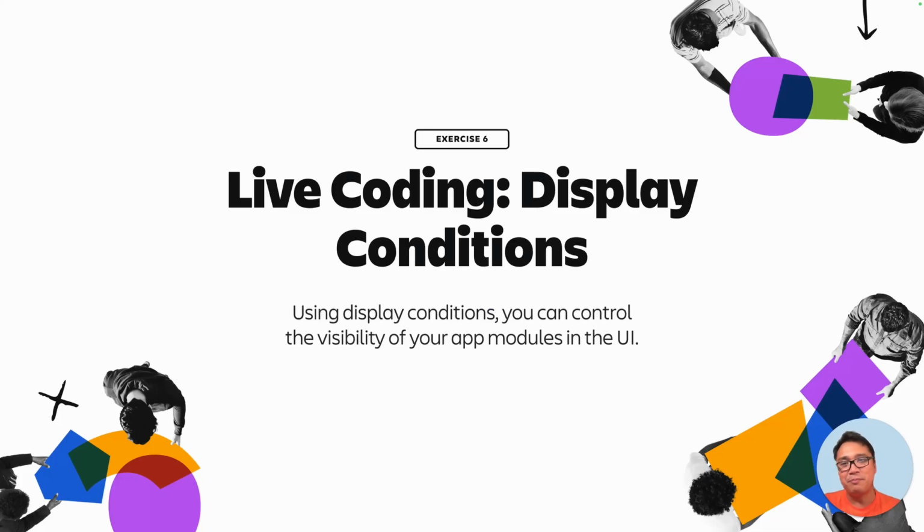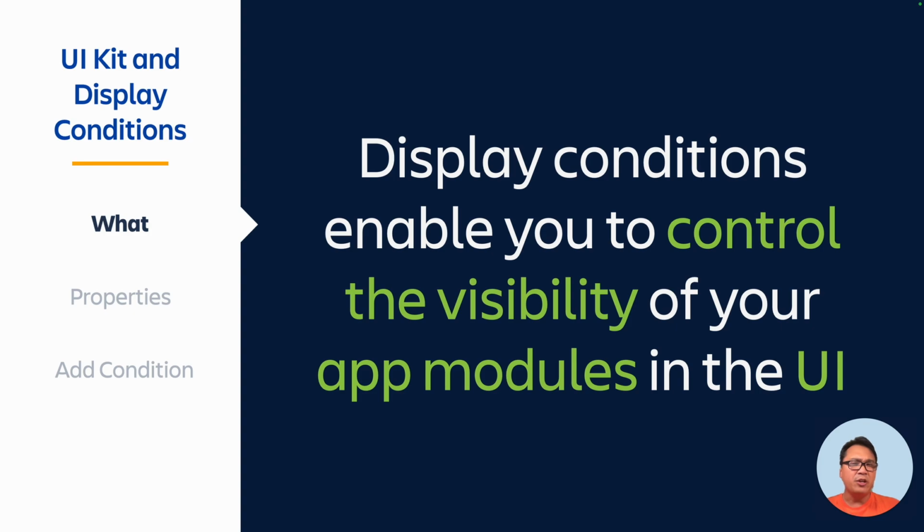When building a Forge app, there might be times where, depending on certain conditions, you might want to show or hide a UI module. For example, in Jira, you might only want to display a set of information depending on the issue type, or even depending on the role or permissions of the user. In this section and exercise, we're going to learn about something called display conditions. So depending on your app's use case and scenarios, you might want to hide modules from rendering in your app. And with display conditions, you can do that.